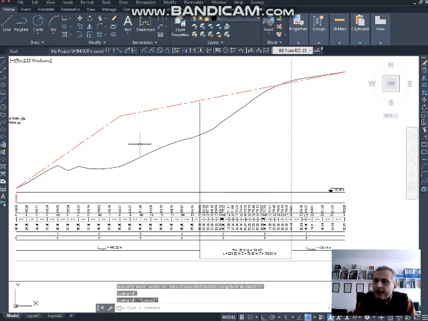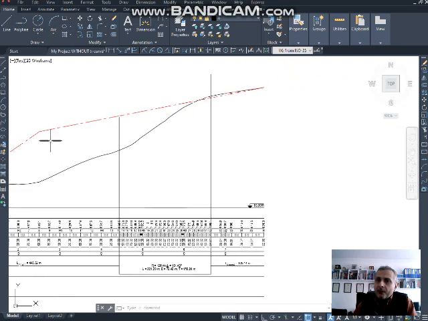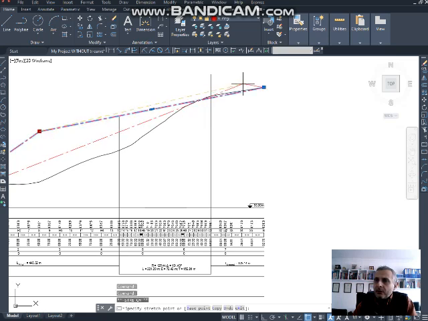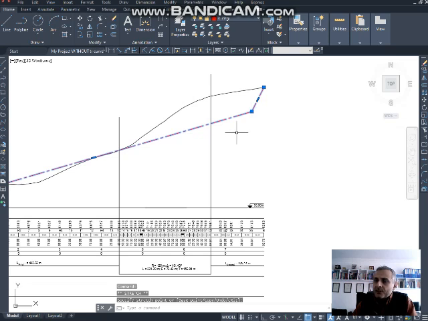So, either the distance between the end of my vertical curve and the beginning of my horizontal curve must be greater than 60, or the distance between the end of my horizontal curve and the beginning of my vertical curve must be bigger than 60, or their PI points must coincide.